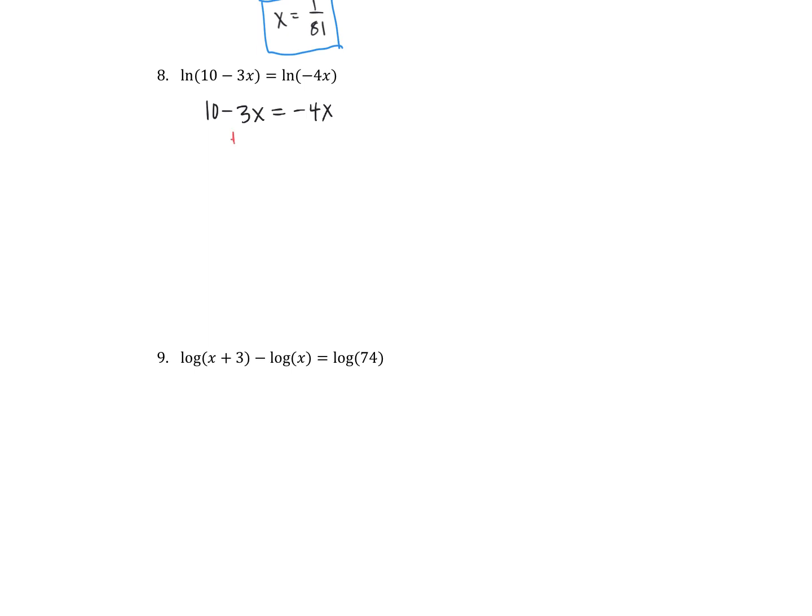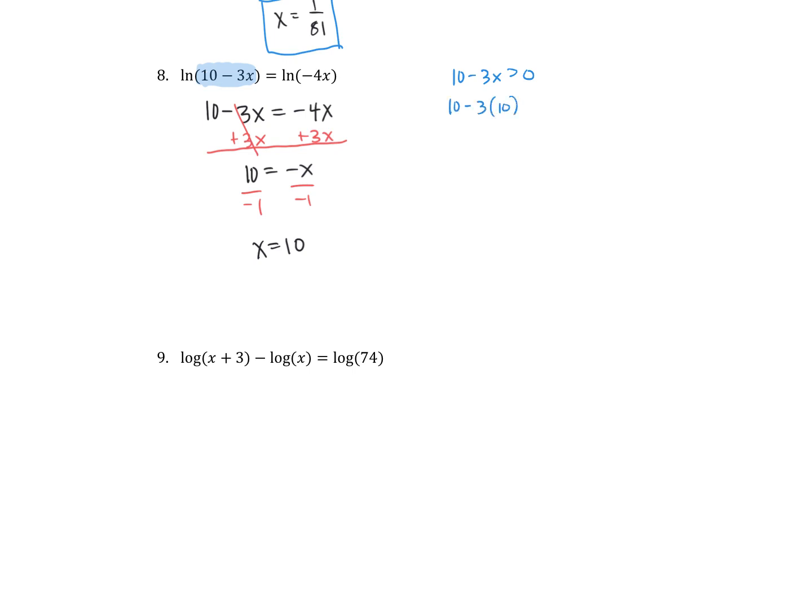And so to solve, I would add 3x to both sides. I would get 10 is equal to negative x. Divide by negative 1. So x equals negative 10. Okay, to check, everywhere I have a natural log, I have to plug that in and see if it's going to give me a true statement. So first I'll check the first one. So 10 minus 3x has to be greater than 0. I'm going to plug in my solution.